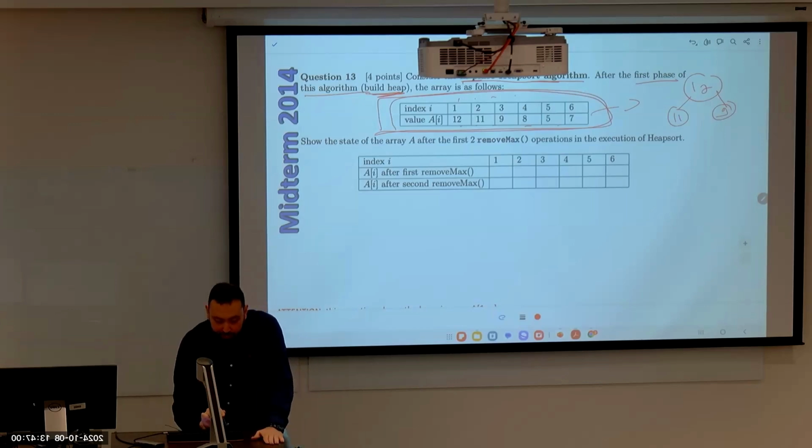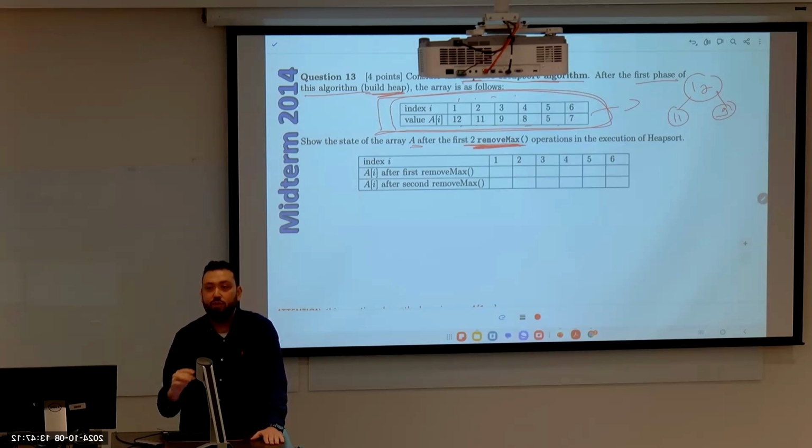Very good. Now show the state of the array A after the first two remove max. When we do a remove max, do we only remove the root? No. What do we do? Down heap. Okay, so let's do it together. I have 12, 11, 9, then I have 8, 5, and then 7. Is this correct? 12, 11, okay. So now I removed the max, so I removed the 12.